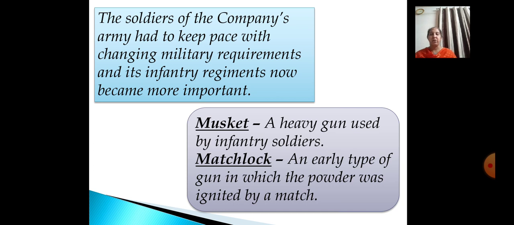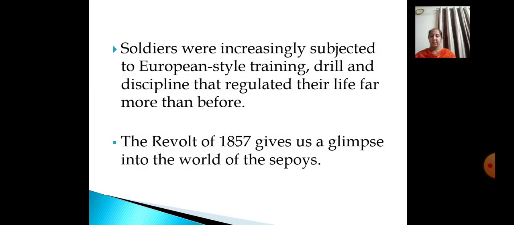musket and matchlock. Now, what is the meaning of this musket and matchlock? Musket means a heavy gun that was used by the infantry soldiers, whereas matchlock is an early type of gun in which the powder was ignited by a match. So the soldiers of the company's army had to keep pace with the changing military requirements.